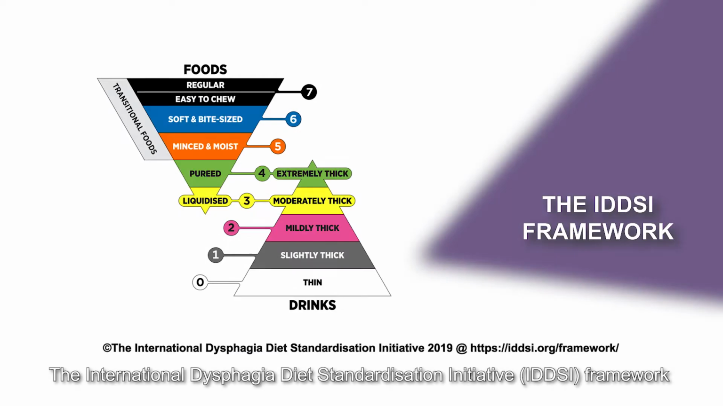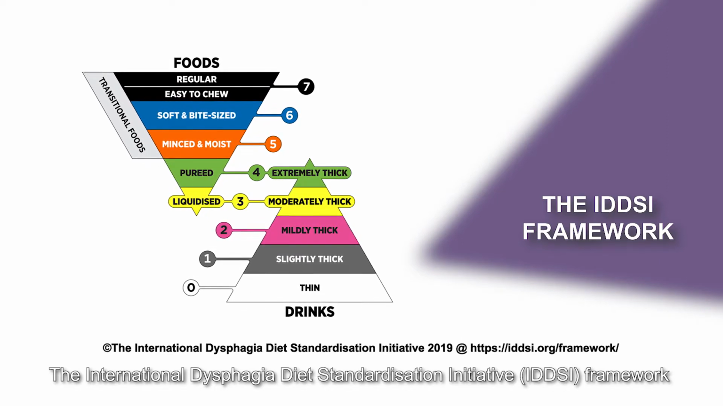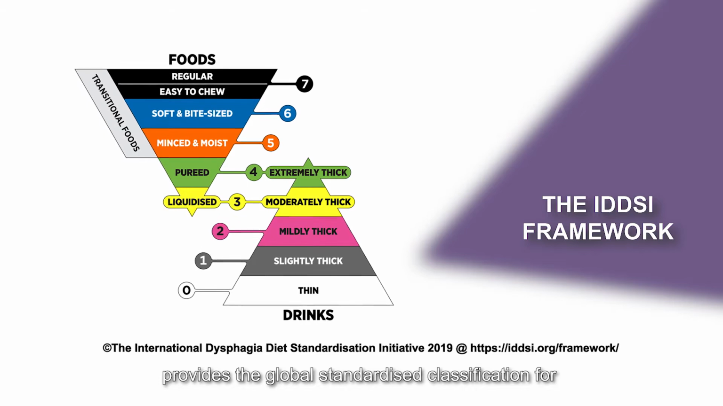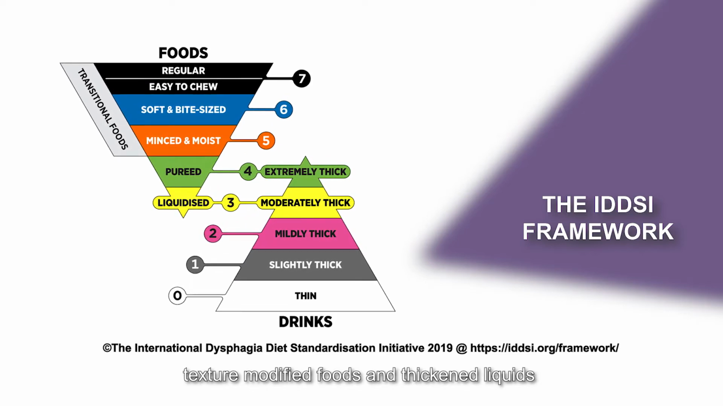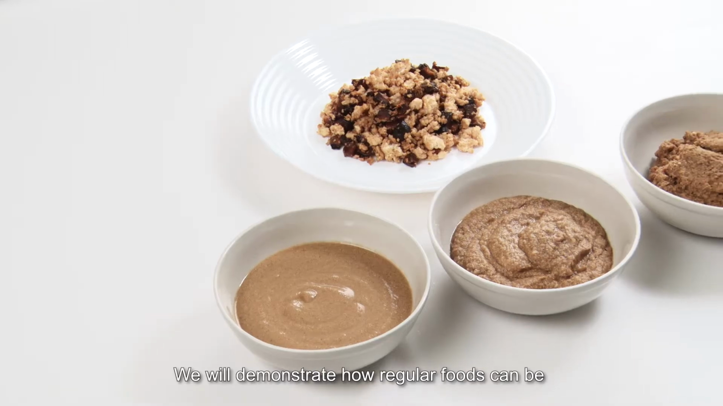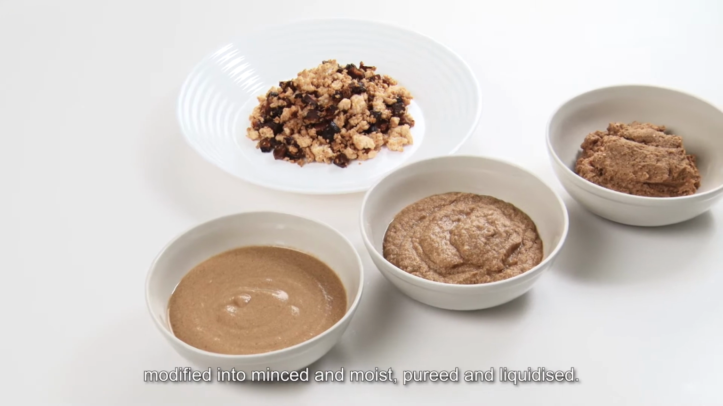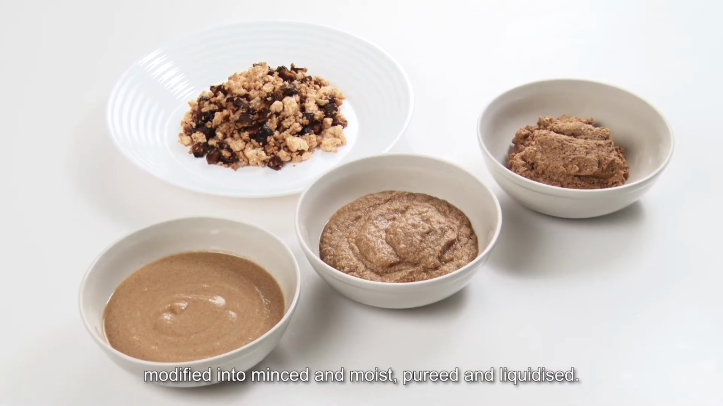The International Dysphagia Diet Standardization Initiative, or IDDSI framework, provides the global standardized classification for texture-modified foods and thickened liquids used for individuals with dysphagia. We will demonstrate how regular foods can be modified into minced and moist, pureed and liquidized.